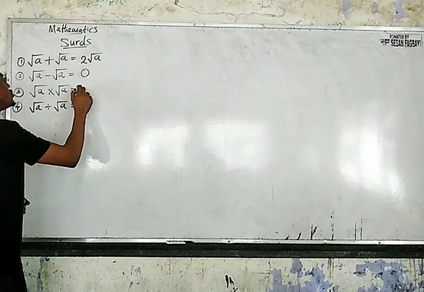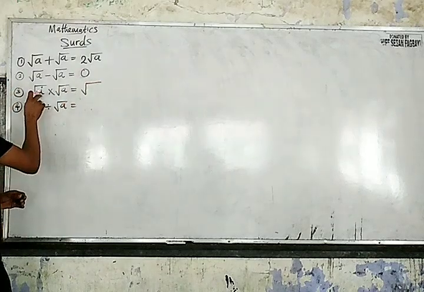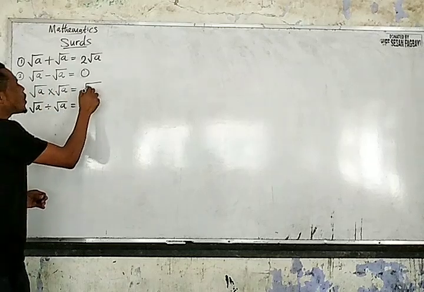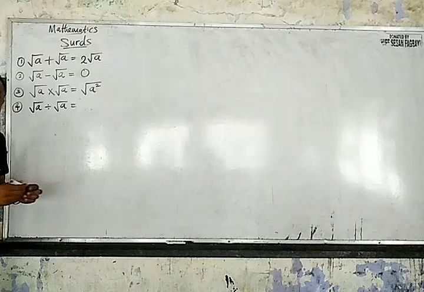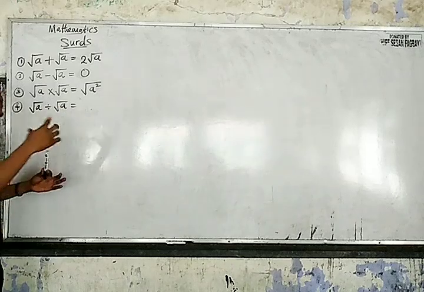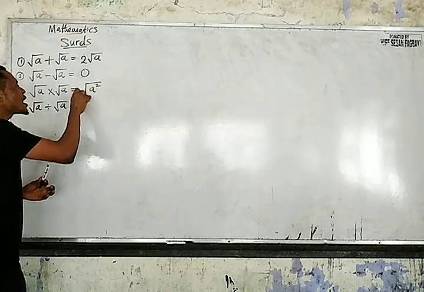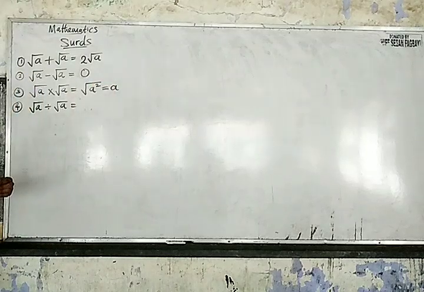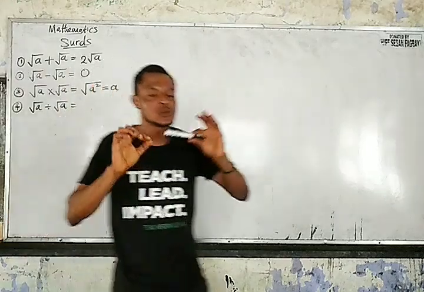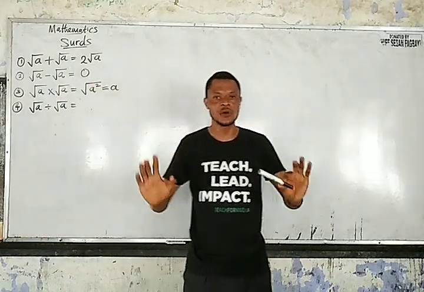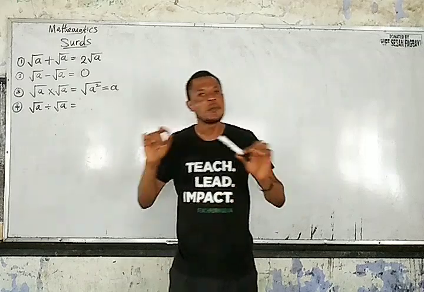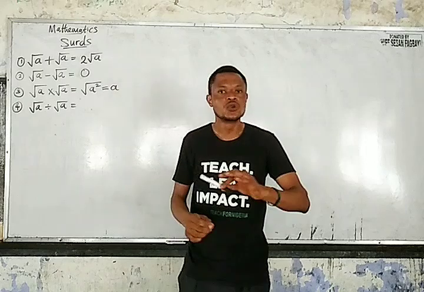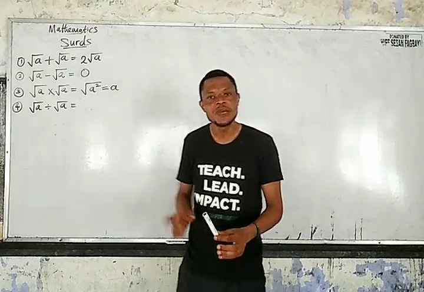The other way around, you can choose to say root a times root a will result in a times a, which will become a squared. And in that case, remembering our law of indices, the square here will cancel the square root, which will result in a. So we have it that root b multiplied by root b will end up to be b. Root c multiplied by root c will end up to be c. The next one, root a divided by root a, will simply be 1.